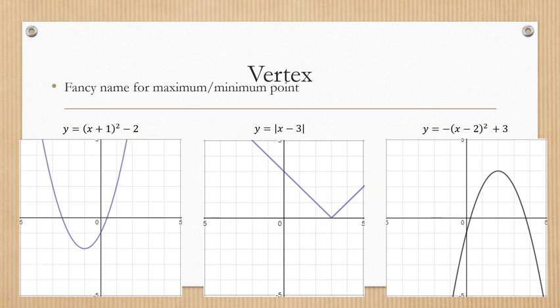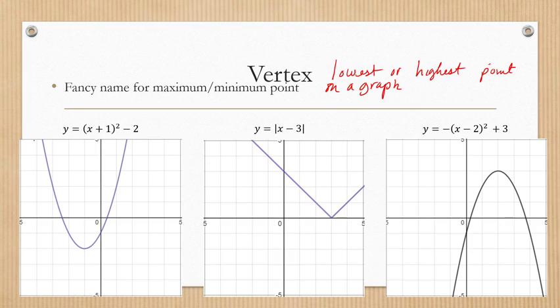Okay, the fancy name for max or min is called the vertex point. The vertex point is the lowest or highest point on a graph, and we can say it like that. That's probably the simplest way. Okay, so let's look at this one.